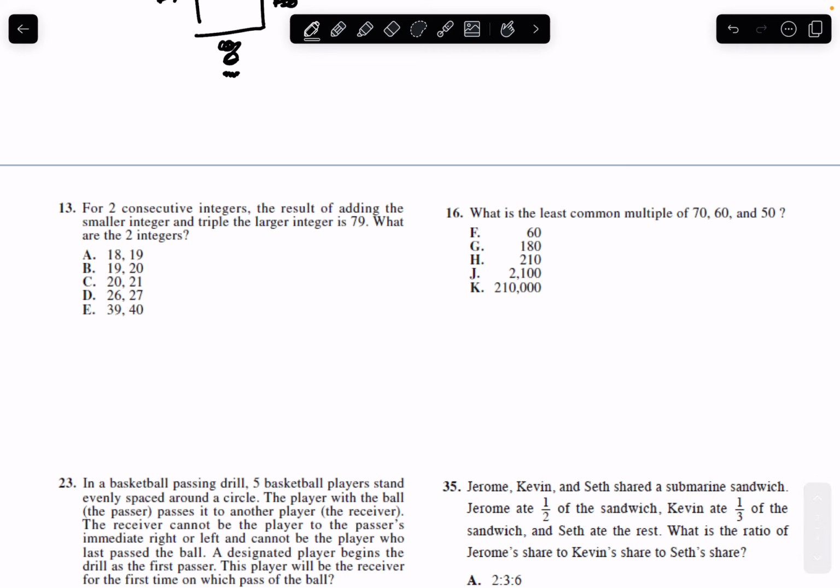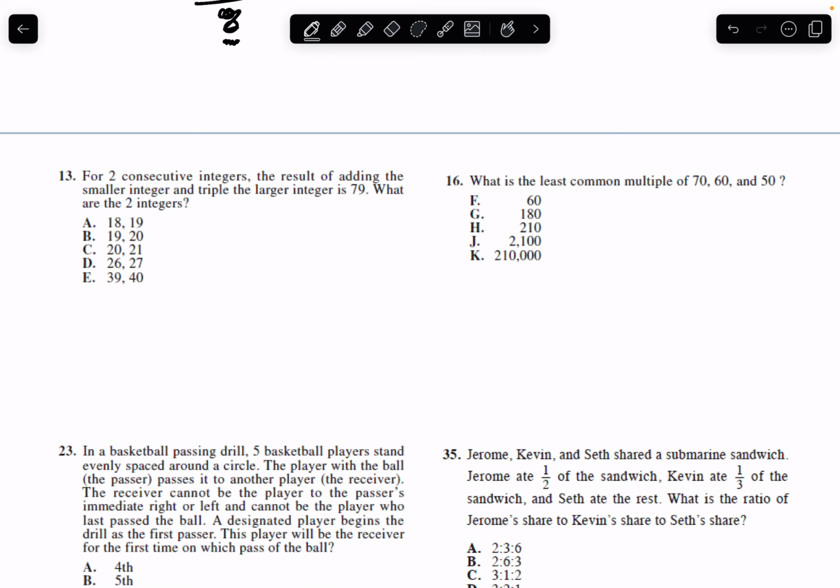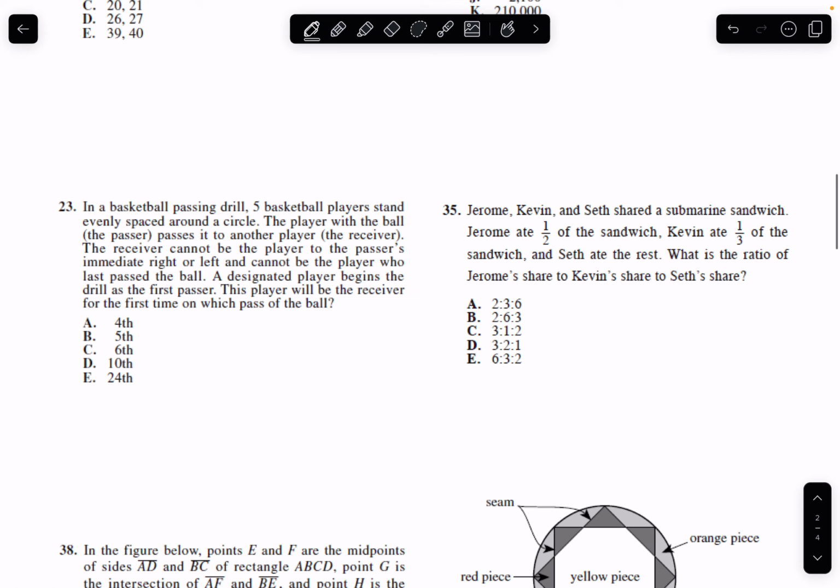See if there are some better examples here. The basketball drill. I like this question. 5 basketball players are standing in a circle. So 1, 2, 3, 4, 5. Those are my basketball players. They're going to pass the ball around. They can't pass it to the person next to them. So if this guy starts, he cannot give the ball to this person or the last one that passed it to him. So if it came from this guy, he couldn't pass it to anyone but this one.